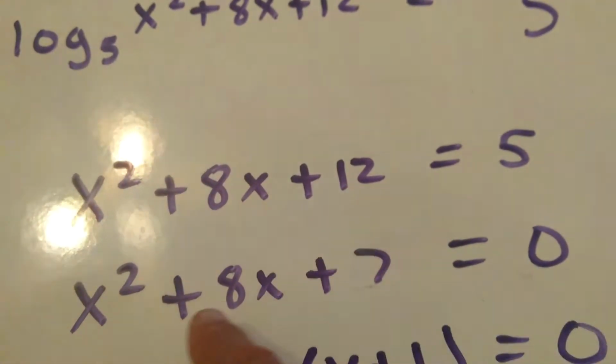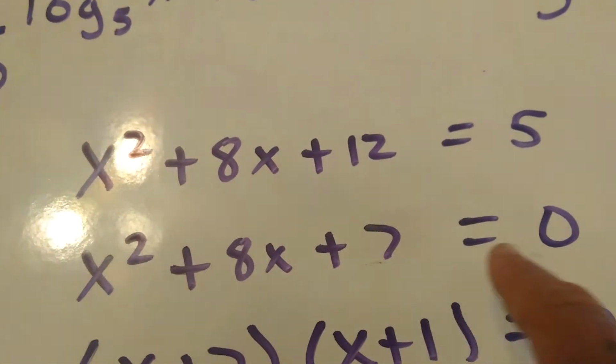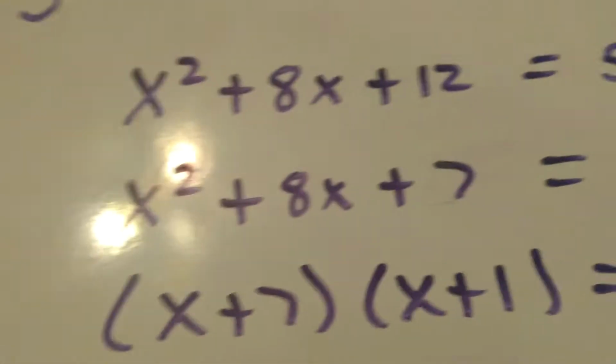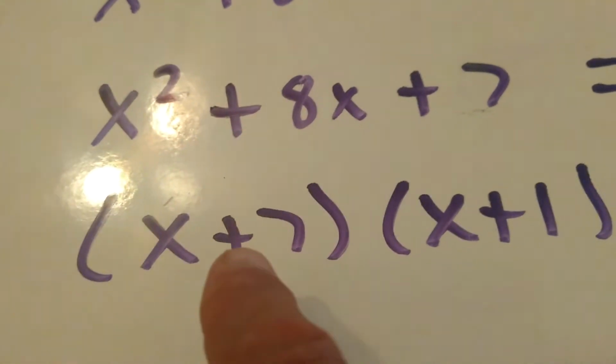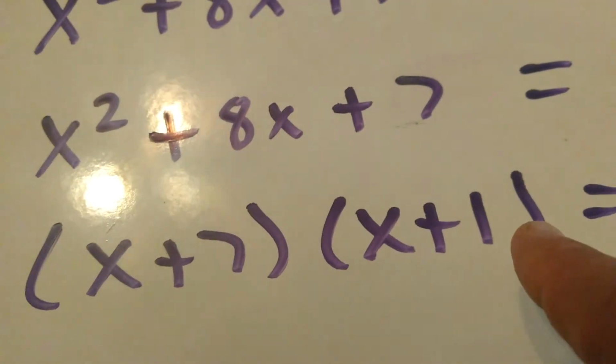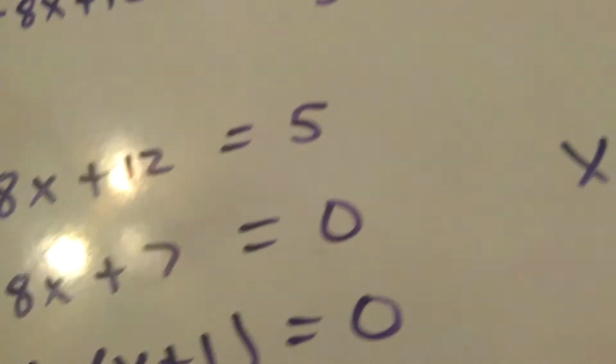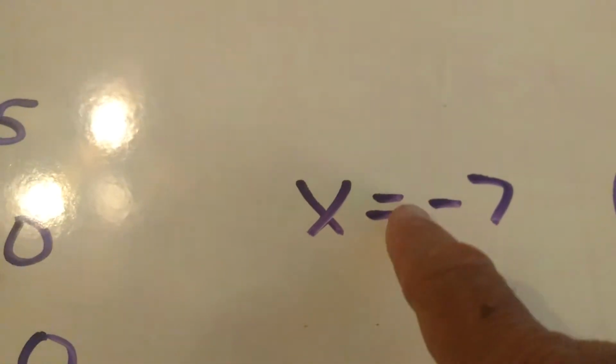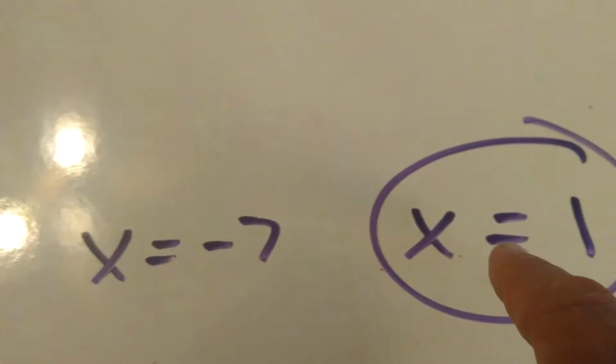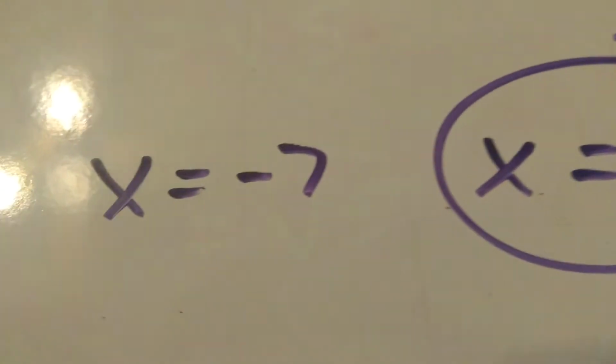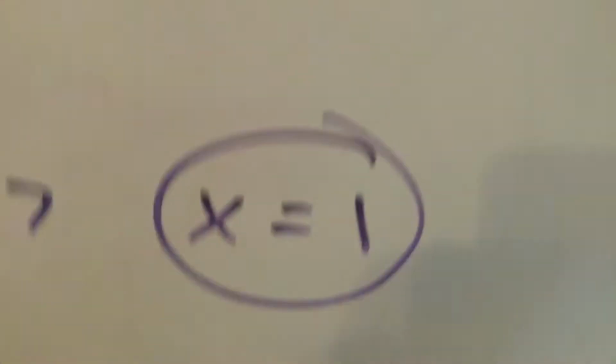Subtract 5 from 12, we get x squared plus 8x plus 7 equals 0. Now we've got a trinomial we can factor. It factors into x plus 7 times x plus 1 equals 0. If we solve, we get x equals negative 7, and we get x equals negative 1. And I forgot to put my negative sign.